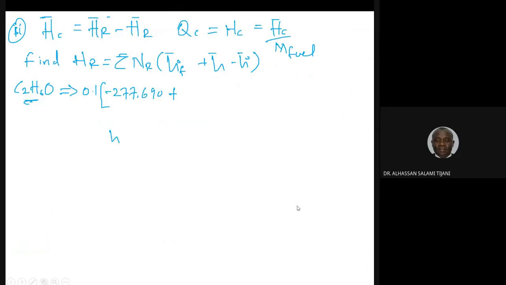So like I was telling you, in this particular question, the enthalpy of formation for the ethanol at the standard state, that is at 25 degrees Celsius, will be equal to 0. Now, if you have your property table with you, maybe you can open to page 41.